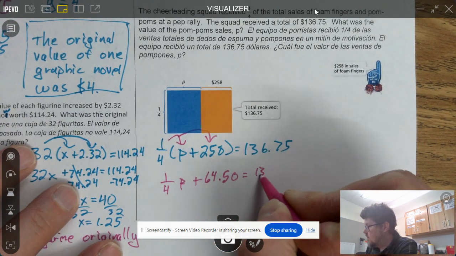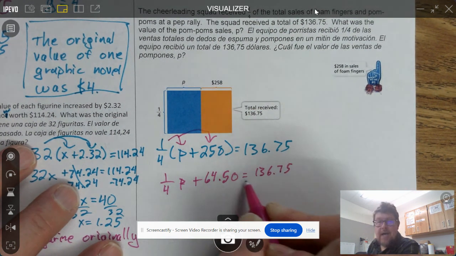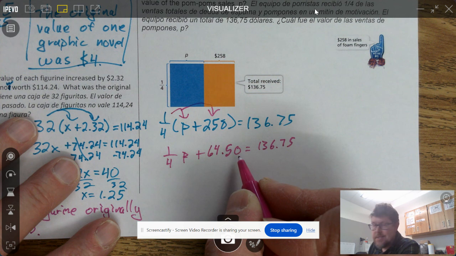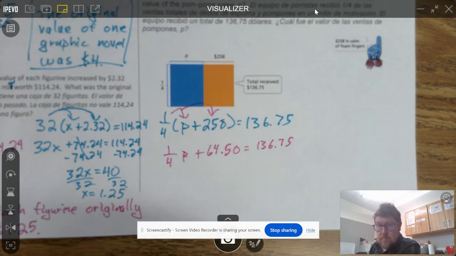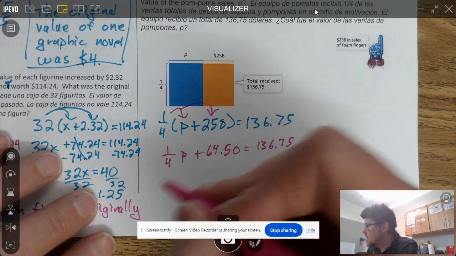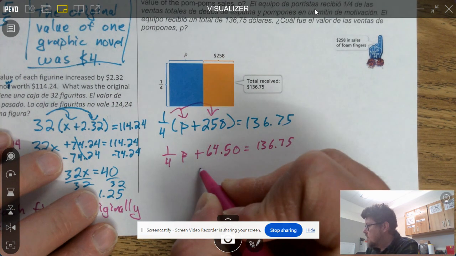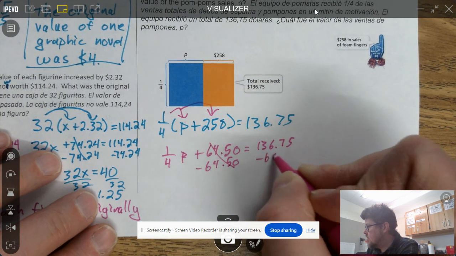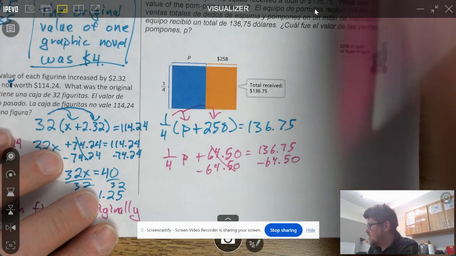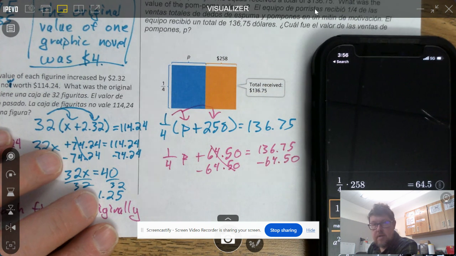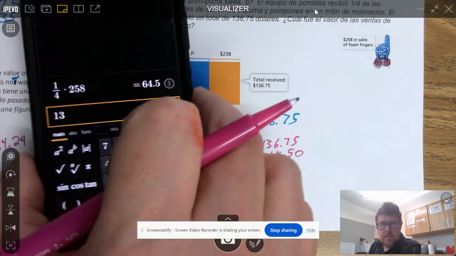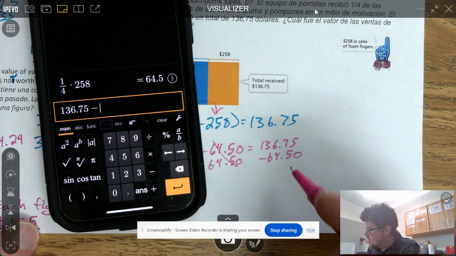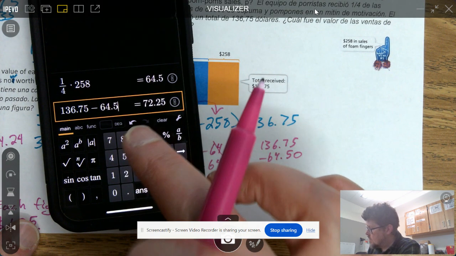Okay. Equals 136.75. I am keeping this 0 in here rather than saying 64.5 because this is all about money. And so when you're talking money in terms of dollars anyway, right, you have 2 decimals, right? So this is adding that 64.50. So we need to cancel it out by subtracting. Okay. 136.75 minus 64.50 is 72.25.